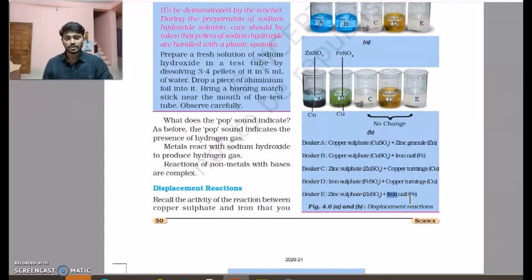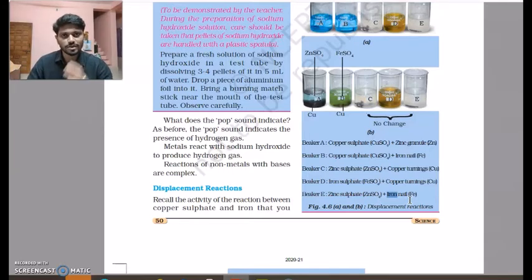Well, this is because of the reactivity of certain metals. There are certain metals which are highly reactive. There are certain metals which are less reactive. And there are certain metals which do not react at all. And don't worry, you are not going to learn about this reactivity in this standard, but you will learn more about the reactivity in your 10th standard.